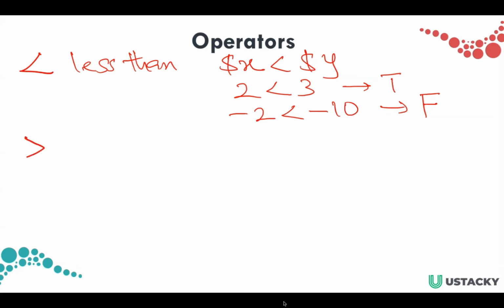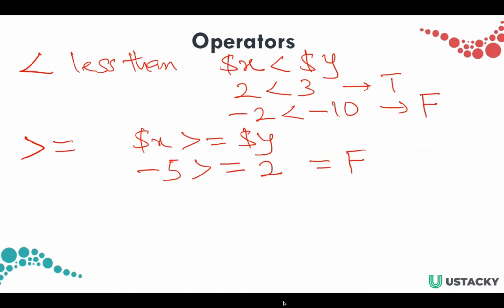Another operator is greater or equals to. For example, when you have $x is greater or equals to $y. -5 is greater or equals to 2. -5 is not greater than 2, and -5 is not equals to 2. So this is going to return false. But if you have something like -3 is greater or equals to -3. Though -3 is not greater than -3, -3 is equals to -3. So this is true.